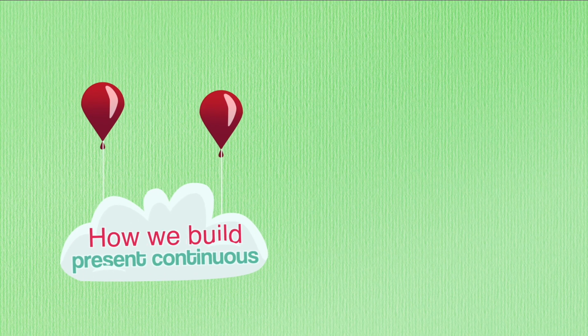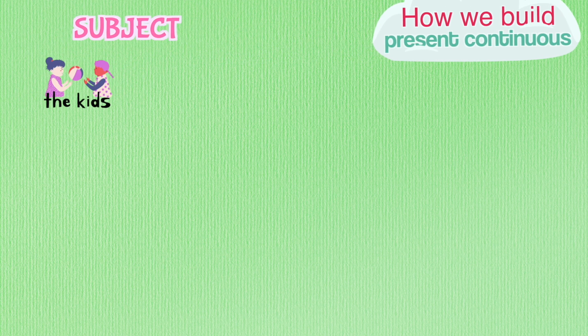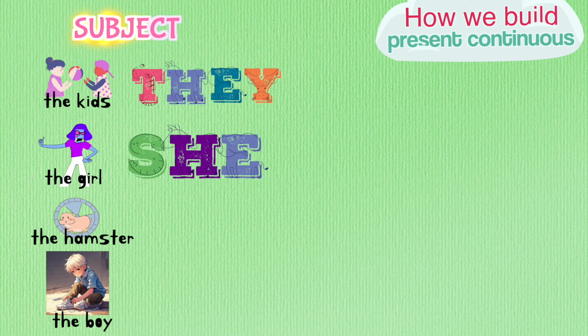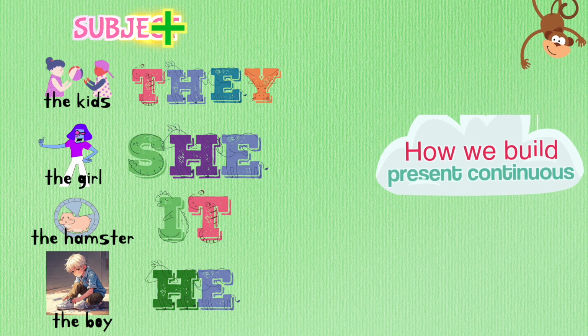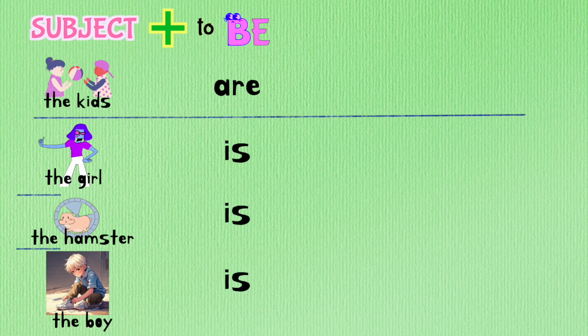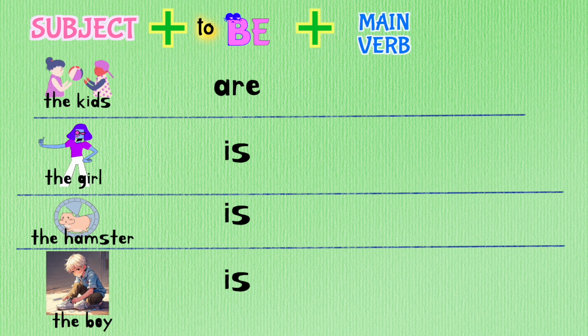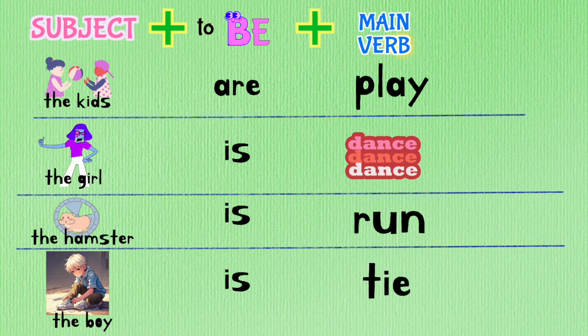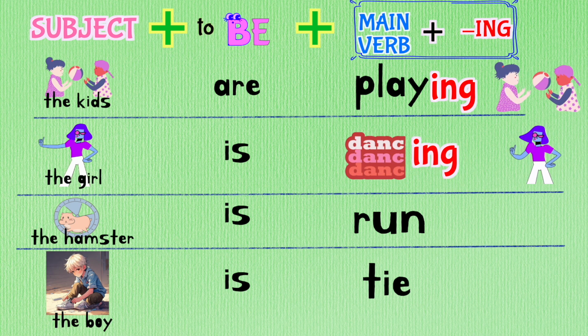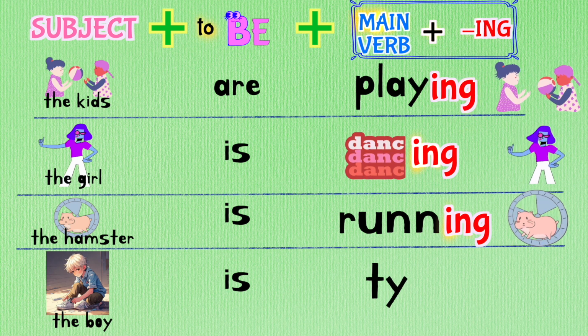Here's how we build present continuous. We start with a subject. This can be a noun like the kids, the girl, the hamster, or the boy, or a pronoun like they, she, it, or he. Add the right form of the verb to be. Here we have are and is, and then we finish with the main verb like play, dance, run, or tie, plus ing: playing, dancing, running, and tying.